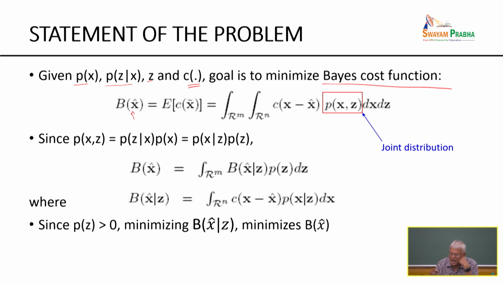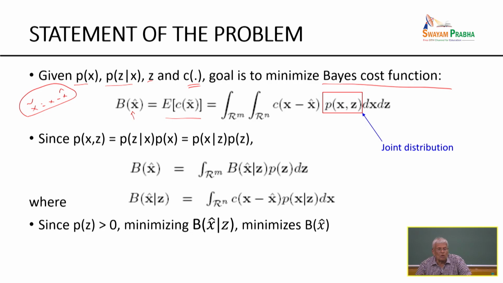And how is that defined? That is equal to the expected value of C of x tilde. What is x tilde? x tilde is equal to x minus x hat. And what is the expected value? Please understand, x is random and z is random. That's the Bayesian rule. x is random, z is random. So x has a distribution, z has a distribution.